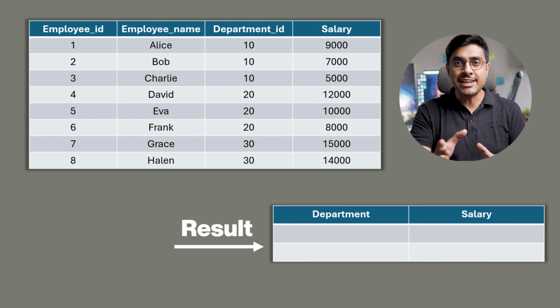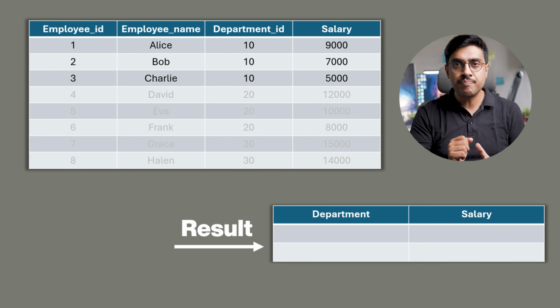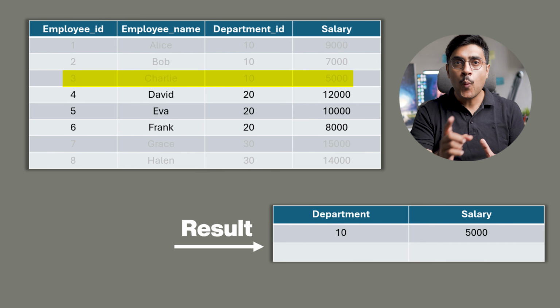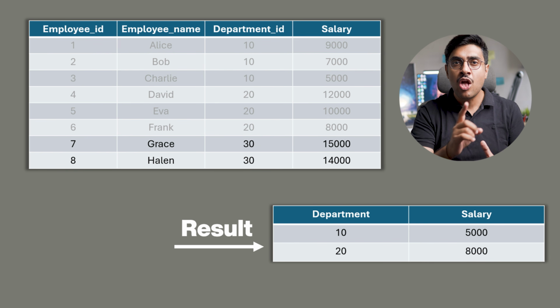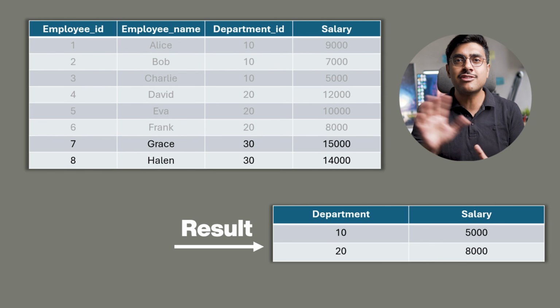Here we have the data. As you can see, in department 10, we have 3 people. Among them, Charlie is the one earning the third highest salary. Similarly, in department 20, we again have 3 people and Frank is earning the third highest salary. But in department 30, we only have 2 people, which means there is no third highest salary.